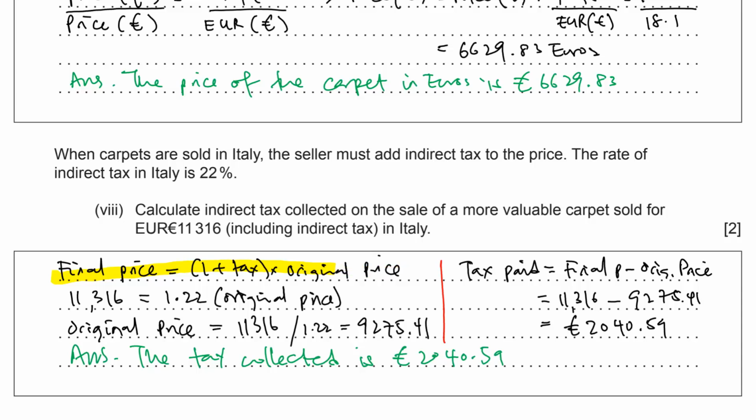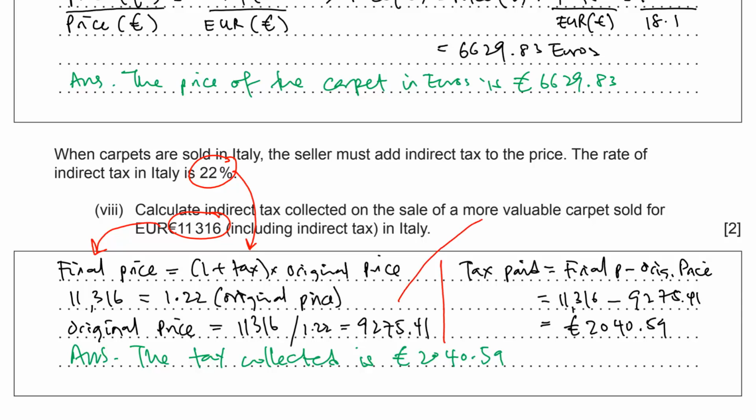So the final price is 11,316. We'll sub that in here. And we know that the tax is equal to 22% or 0.22, so we can stick it in there. So we now have 11,316 equals 1.22 times the original price. So if we solve for the original price, it is therefore equal to 11,316 divided by 1.22, which is equal to 9,275.